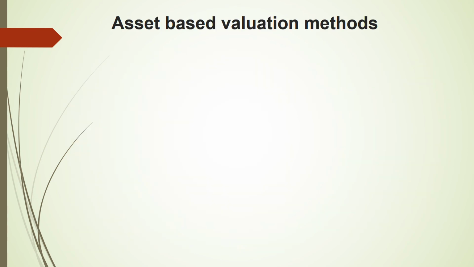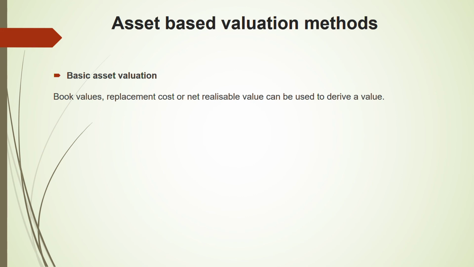Now let us go to the asset based, the third type. So under asset based, we are going to go through basic asset valuation. Directly you can take from a balance sheet, right? This is the value of the asset. So for asset, you can take the book value from the statement of financial position, or their replacement cost, or their net realizable value, to get the value. But in all these cases, when you are taking the basic asset valuation, you are ignoring any intangible asset. You are not taking the value of intangible asset, only tangible asset.